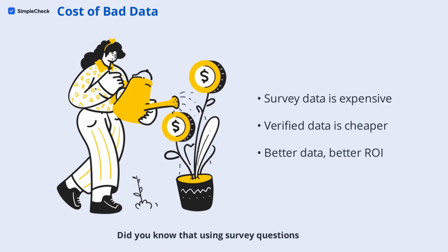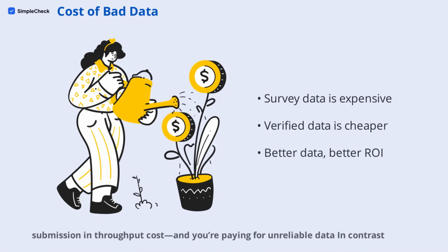You know that using survey questions to qualify leads can actually cost you more. On average, it adds $7 to $9 per form submission in throughput cost, and you're paying for unreliable data. In contrast, verified financial data costs just $2 to $3 per report and provides facts you can trust. Investing in better data means saving money and boosting your sales efficiency.